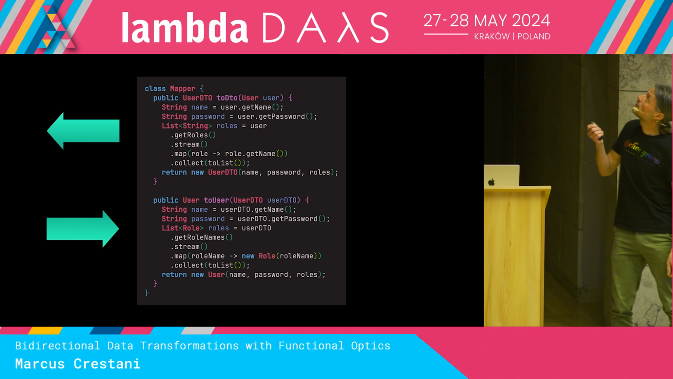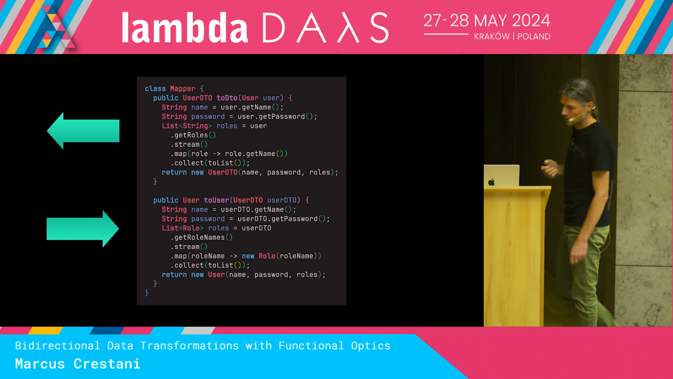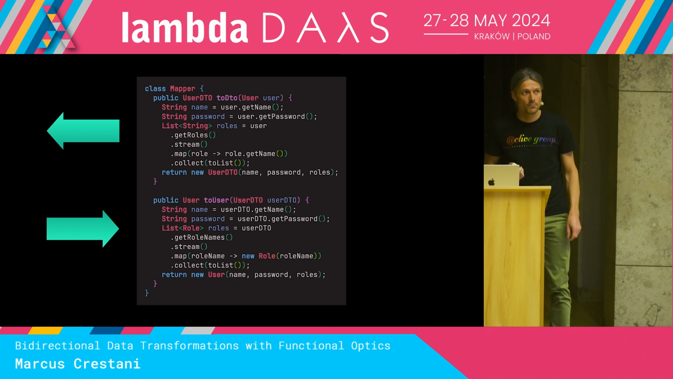Our first method converts the domain object to the DTO object. It does that by extracting the name and the password from the domain object, and then it iterates over the roles in the domain object and extracts the name. It then returns the DTO object by passing all those arguments to the constructor.